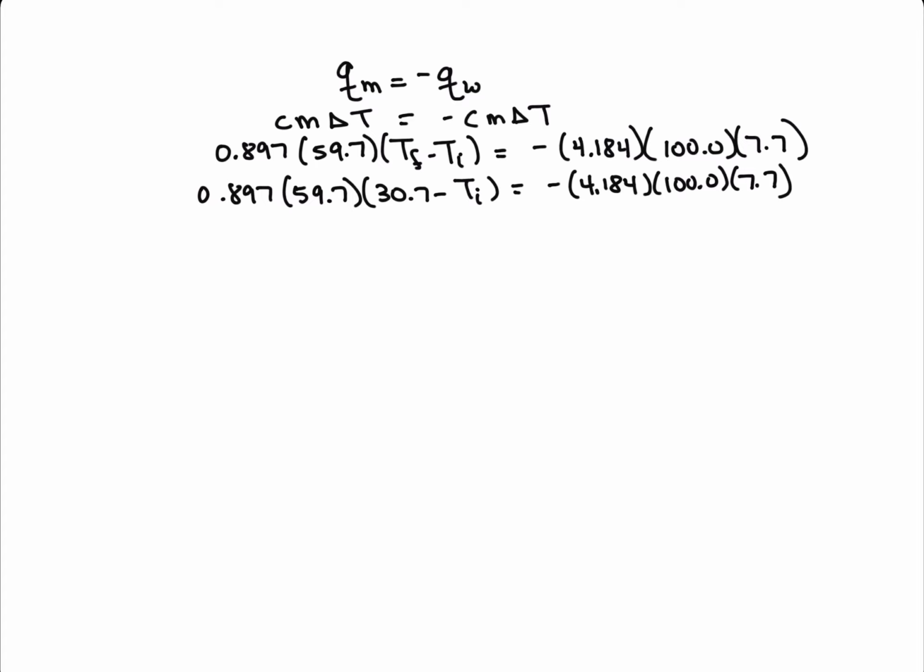All right, let's clean up our math here. 0.897 times 59.7 needs to be distributed into the parentheses, so we're going to go ahead and say that times 30.7, and this equals 1.644 times 10 to the third. 0.897 times 59.7 times Ti equals 53.55 Ti. On the right, we can go ahead and multiply negative 4.184 times 100 times 7.7.